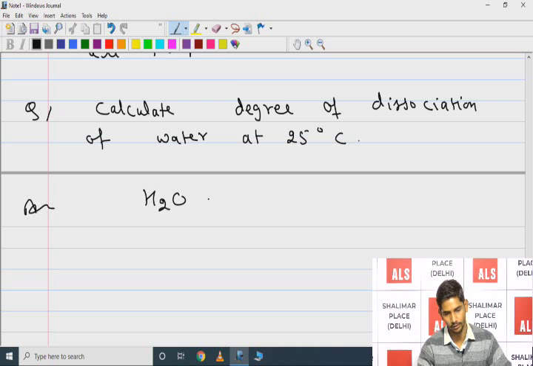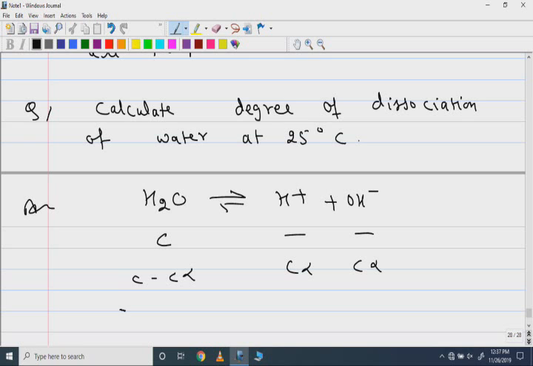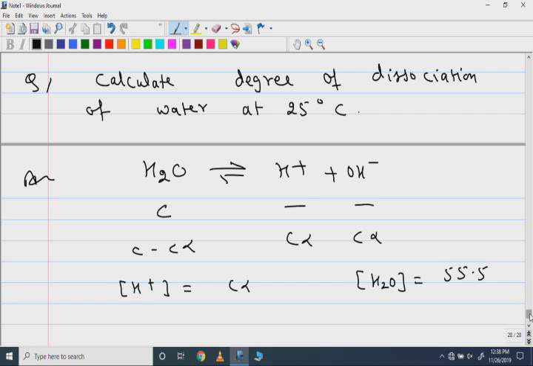See, you know that water can dissociate to give you what? H plus and OH minus. If this one is C initially, at equilibrium there will be C alpha, and C(1 minus alpha), means C minus C alpha. So let's consider the H plus ion. It can be written as C alpha. C is nothing but the concentration of water, and I have told you that the concentration of water at 25 degrees Celsius is 55.5.